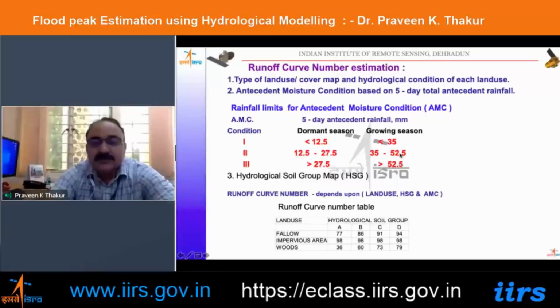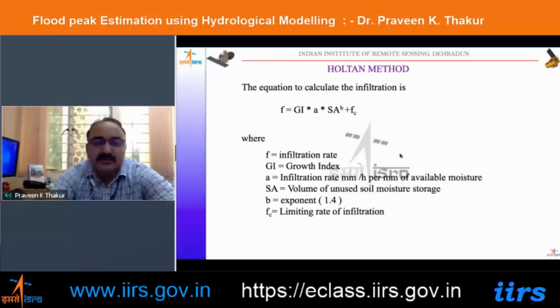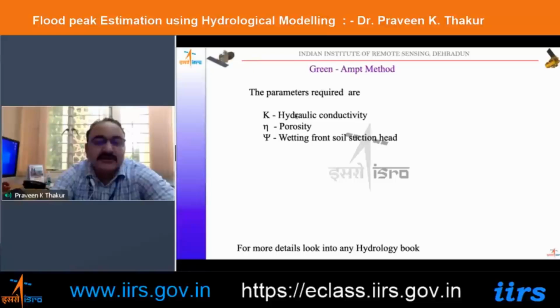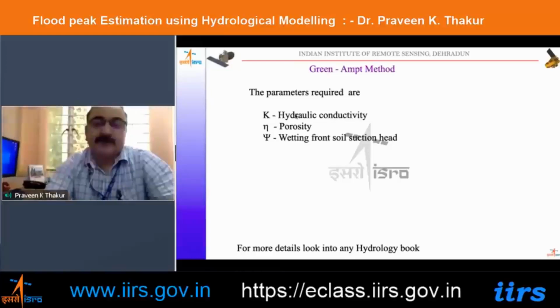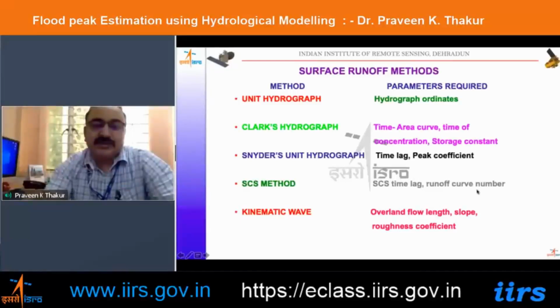So this is the example for Horton's method. If you want to get this, you should have the infiltration rate and growth index. This growth index can be calculated using the normalized difference vegetation index. Then for the Green-Ampt method, you need to have the soil hydraulic conductivity, porosity, and wetting front suction. In both methods, if you can get a high resolution soil texture map for your watershed, then both methods will work fine. Then for the surface runoff, with this SCS method, the lag time and runoff curve number, and the time area curve, time of concentration, and storage coefficients will be used. Snyder's can also be used, with time lag and peak coefficient if they are provided.